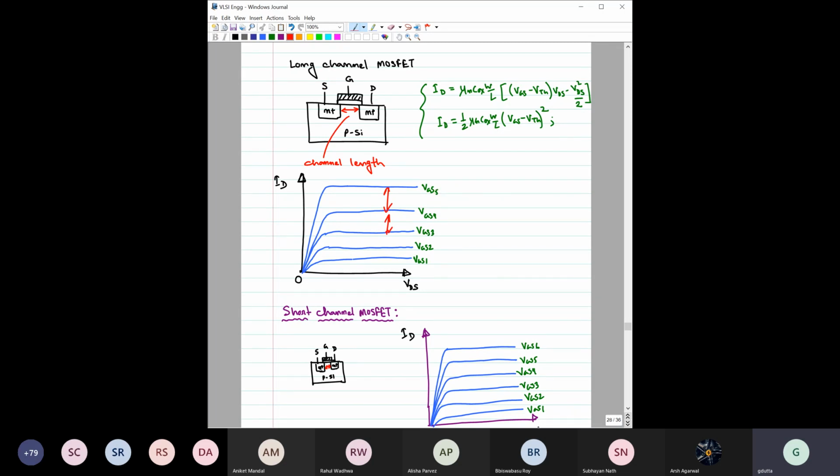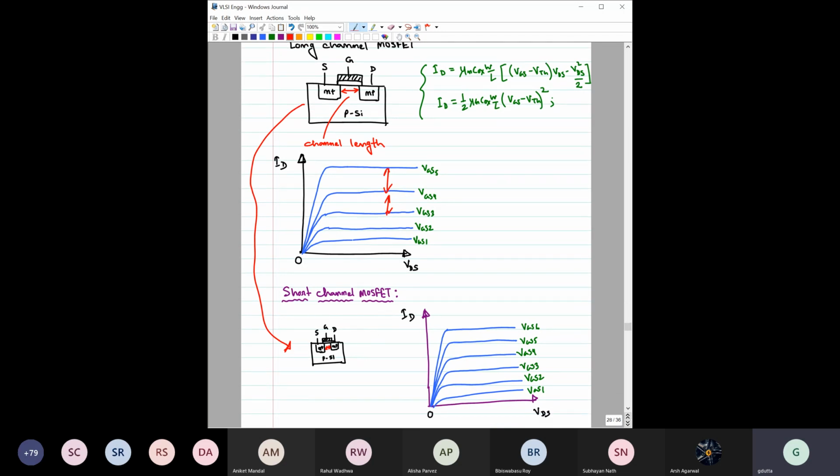However, when we do the technology scaling and you reduce the gate length, then it makes a short channel. Again, what is the reference? That is a homework for you. And if you plot the current ID versus VGS characteristics for the short channel MOSFET, you will get a characteristic something like this, where you can see the spacing between these lines would be equal.